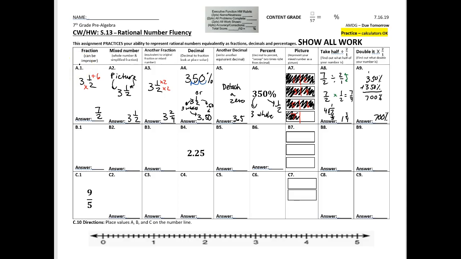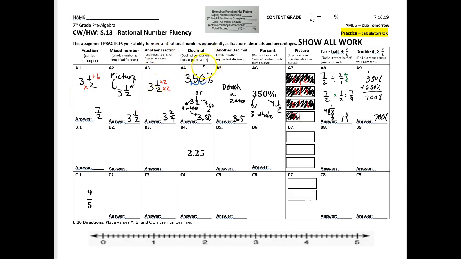And then dropped to A1 to change a mixed number to an improper fraction. 3 times 2, add it to 1, so that gives you 7/2. The denominator times the whole number, add it to the numerator. Keep the denominator. Another fraction, I just chose to multiply by 2.